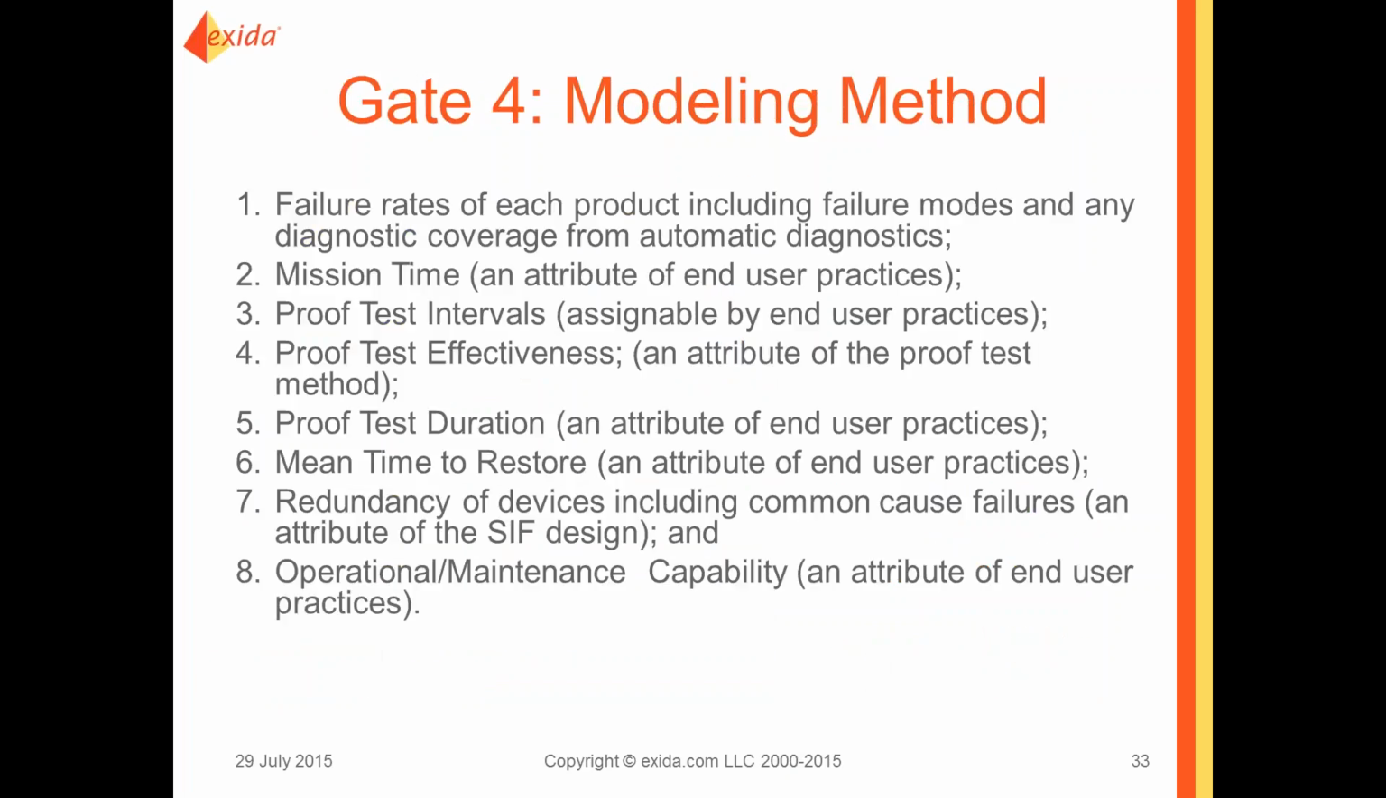The fourth gate would be looking at the modeling method. So there's some key things that need to be considered. First, failure rates are important, failure modes and the coverage. Second, the mission time for the system. Third, the proof test interval. Fourth, proof test effectiveness, proof test duration, mean time to restore, redundancy of devices, operations, and maintenance.